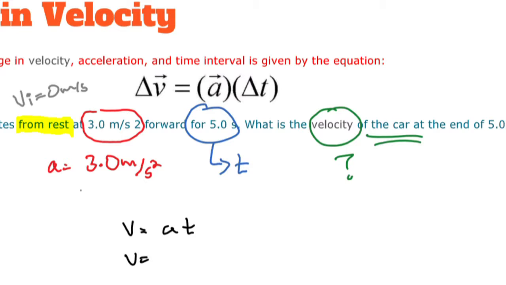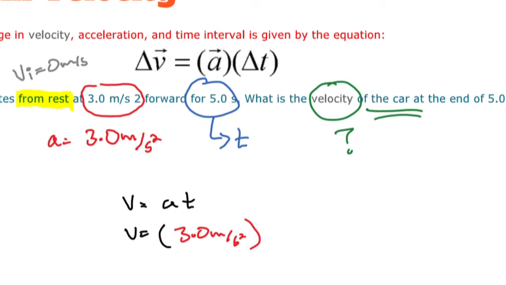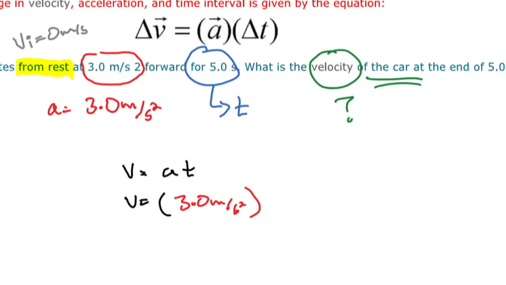So velocity is acceleration. What's the acceleration? The acceleration is 3.0 meters per second squared, and then the time that took was 5.0 seconds. So our velocity is going to be 3 times 5. 3 times 5 is 15, and we get 15 meters per second is our velocity.